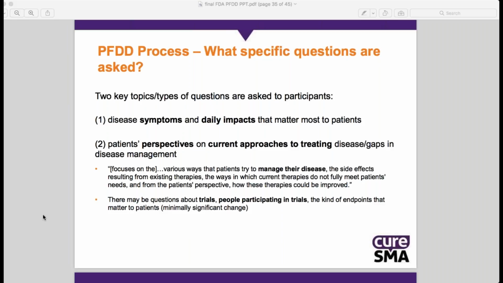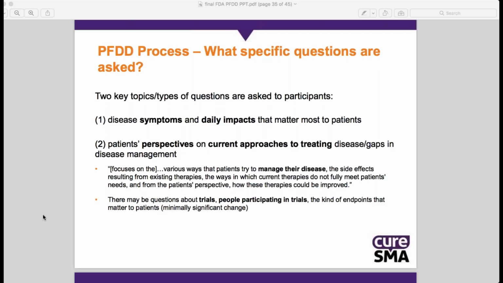The first is to learn about your experiences with your disease symptoms and how those symptoms impact your daily life and your quality of life. The second category then shifts gears a little bit and involves discussions of issues around how you approach treating your disease. And this is beyond just drug therapies, but can also include procedures, lifestyle modifications, diet, exercise, anything that you might do to try to alleviate symptoms or just manage your day-to-day life.